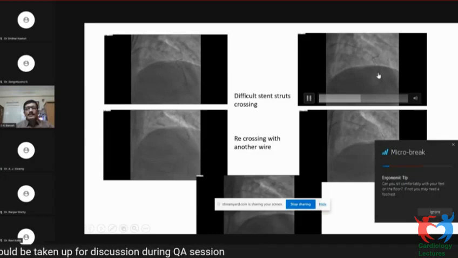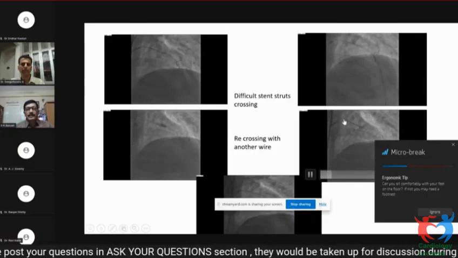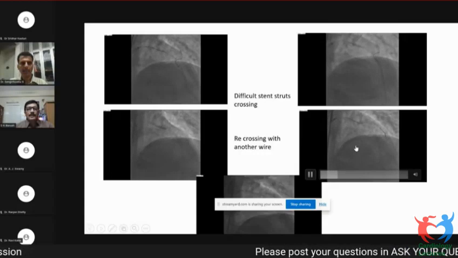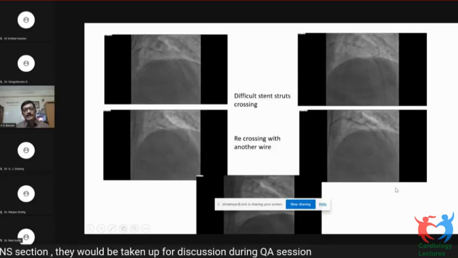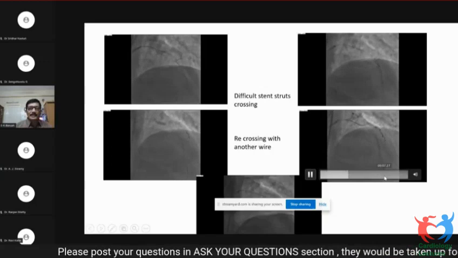And we crossed the wire, but subsequently the balloon was difficult. That's why we crossed another wire, because the balloon was not going over the first wire, which had crossed through the struts. So we took another wire. We crossed probably another cell or the same cell, we do not know, but we crossed with another wire. Then subsequently, the first wire we took out, and through the second wire the balloon crossed the struts. So sometimes we have to do that, because if a balloon is not crossing, it is very difficult. Even our smallest balloon was not crossing over the first wire. There is something wrong there. So that's why we put another wire and cross the struts, probably nearby struts. We try to cross the most distal struts. Then subsequently over the second wire, we could cross the balloon.